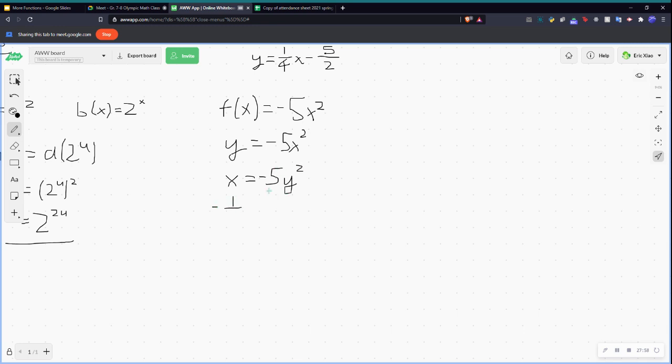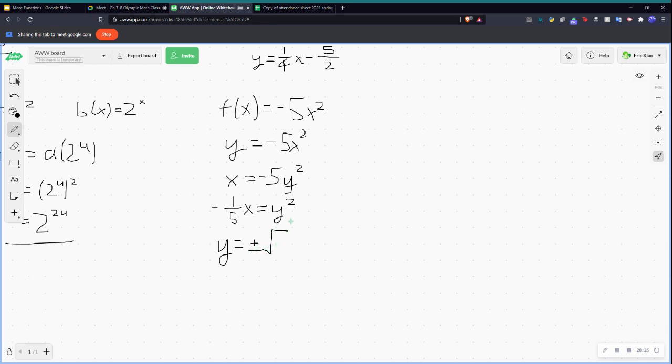All right, now we're solving for y. First, you want to get rid of the coefficient. So if it's like a 5y squared, you want to get rid of the coefficient first. So we have negative a fifth x is equal to y squared. All right, and now you take the square root of both sides. But remember that when you take a square root, you have to do plus minus.